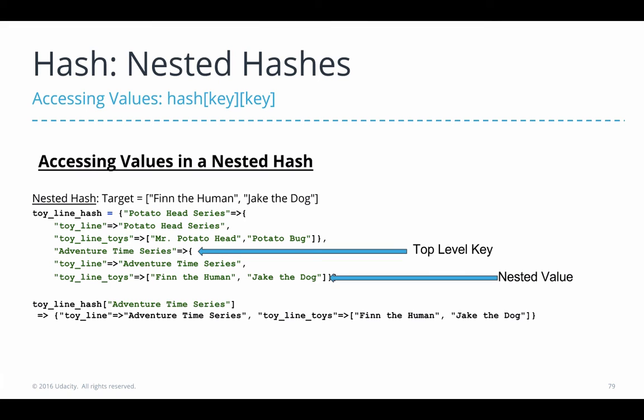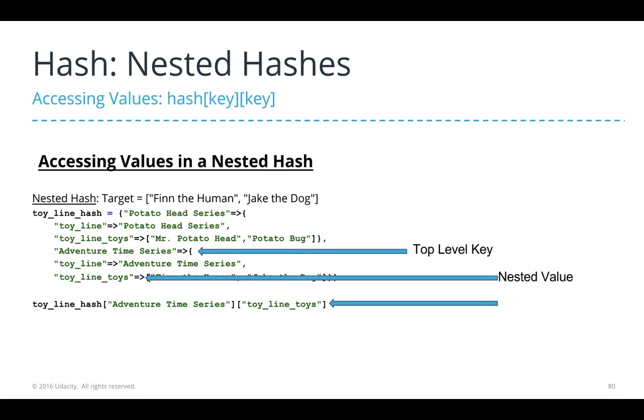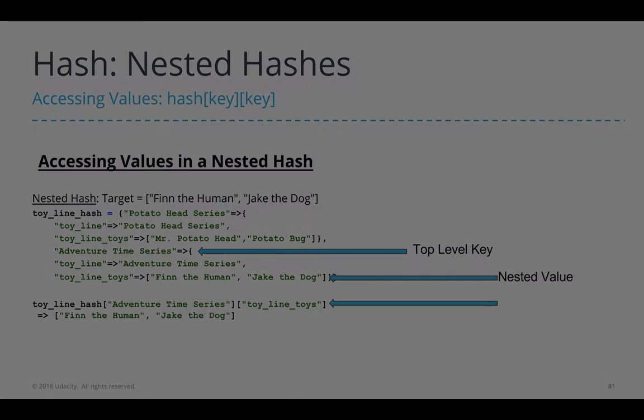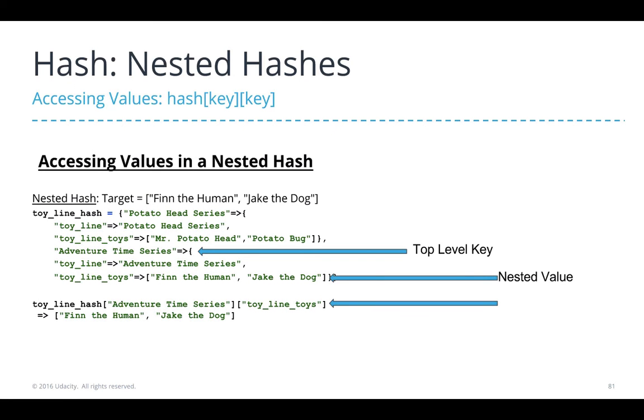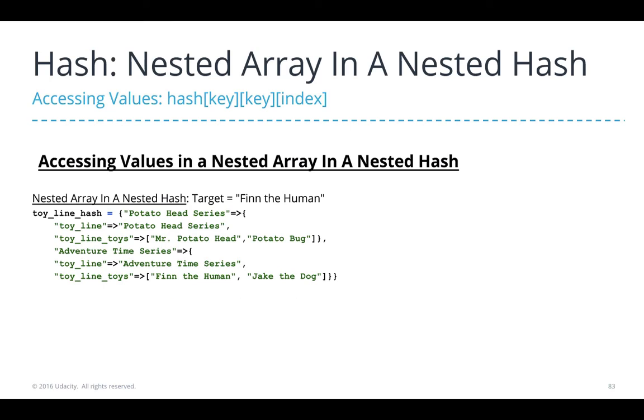We can access this nested value by calling on toyline hash, hard bracket Adventure Time series, hard bracket toyline toys, which will return to us that nested value. Once again, a hash can contain any number of different data types as a value. How do we access values in a nested array in a nested hash?